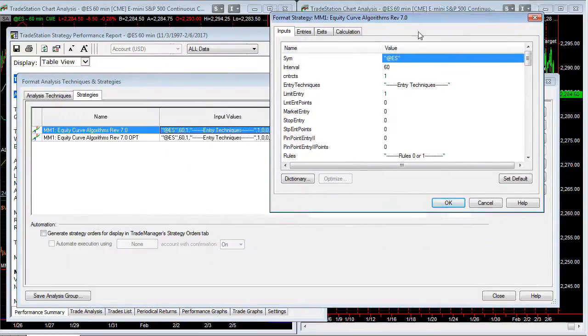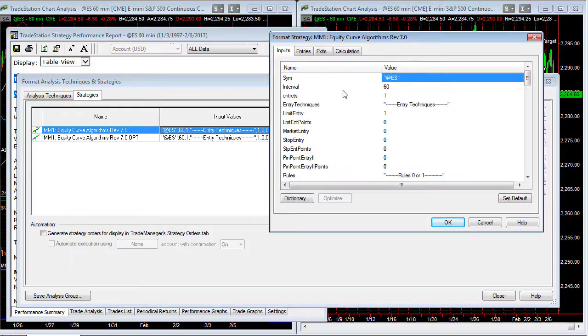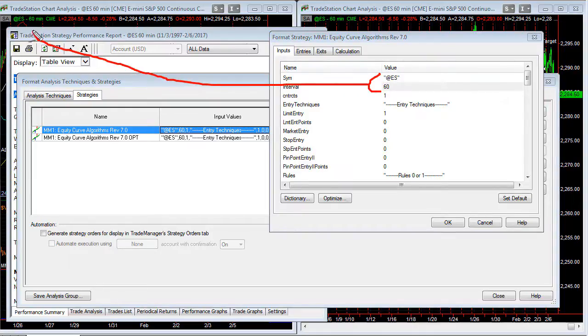And so first of all, we have the symbol and interval inputs. You see those here. These two inputs must match the base strategy inputs on the left. The symbol as @ES and the interval is 60 minutes. Now on the right, you see we have the same symbol and interval. We don't have to have that in this chart. We can change this to whatever we want.